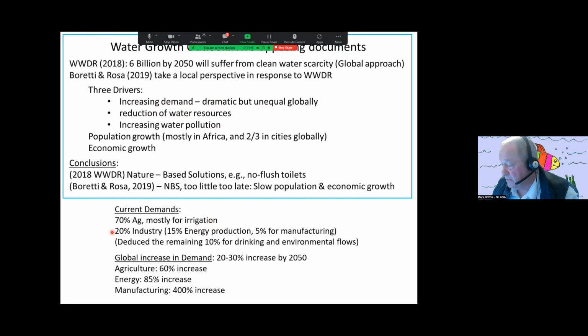Current demands, 70% agriculture, mostly for irrigation, and global increase. Agriculture is going to increase by 60%. Energy 80%. So where all this water is coming from, I'm not sure. And I'm not sure the projections are accurate. In fact, Brady and Rosick will say that this report is not accurate, but they're saying that it's too conservative.